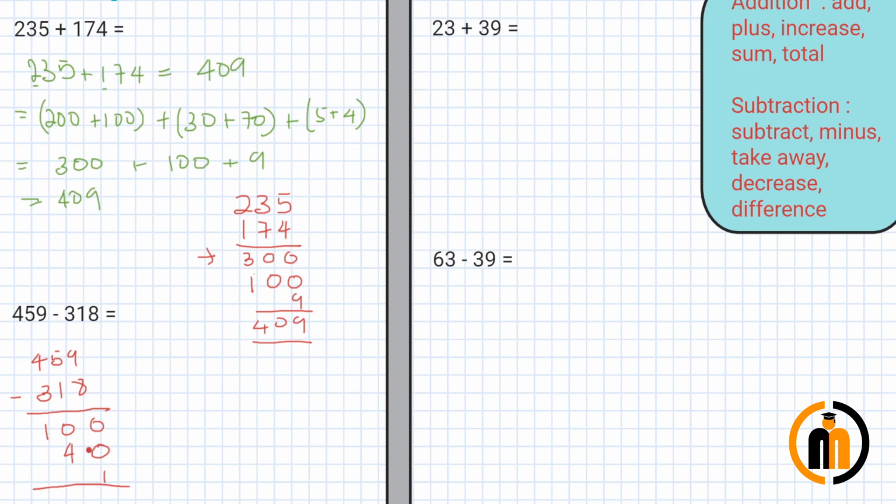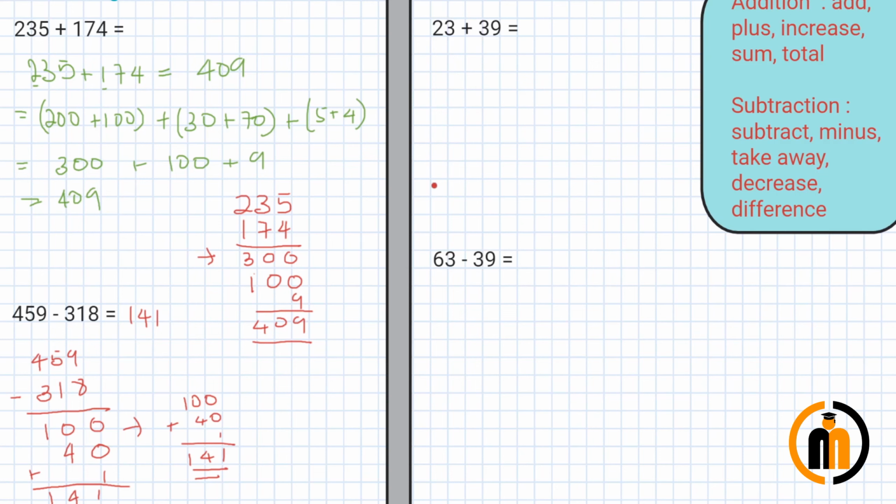Now we add this together, we will get our answer. We will get 141. This might be hard to see, so I'm going to rewrite it here: 100, 40, and 1. You have to add them, and your answer will be 141. This is what we call the partitioning method, and it's quite easy to see which numbers to add and which numbers to subtract to get your final answer.